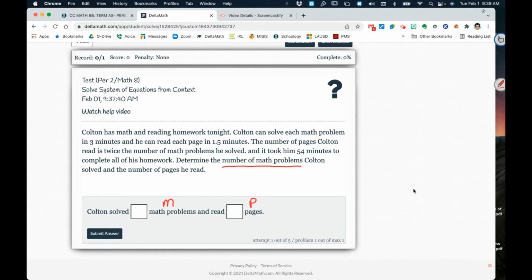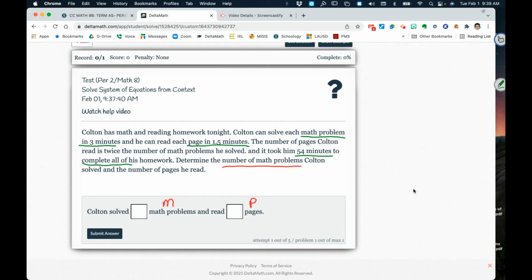So M is for the number of math problems he did, and P is for the number of pages he read. Okay, so let's go back. I'm going to reread this, and it tells me math problems took him 3 minutes per problem, and pages it was 1.5 minutes per page. So that deals with minutes. And then it says it took him 54 minutes to complete it all.